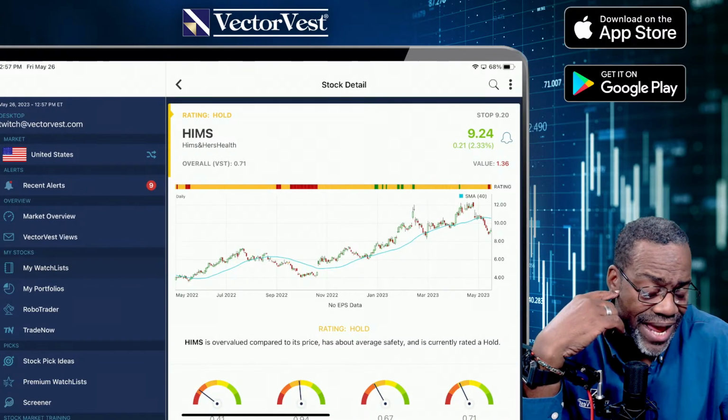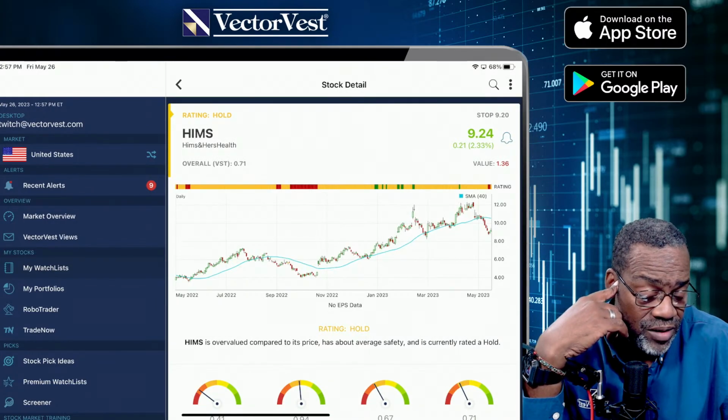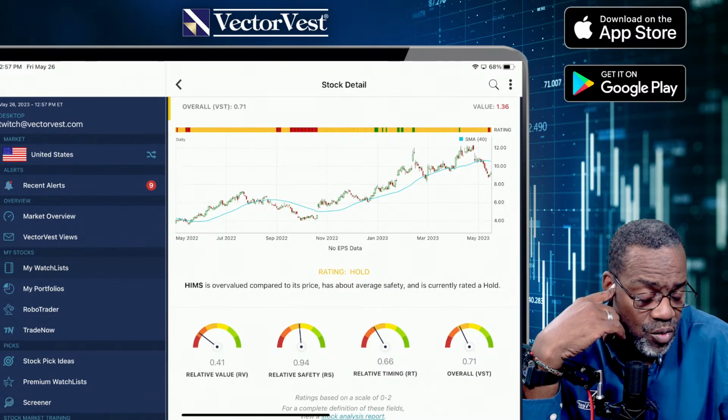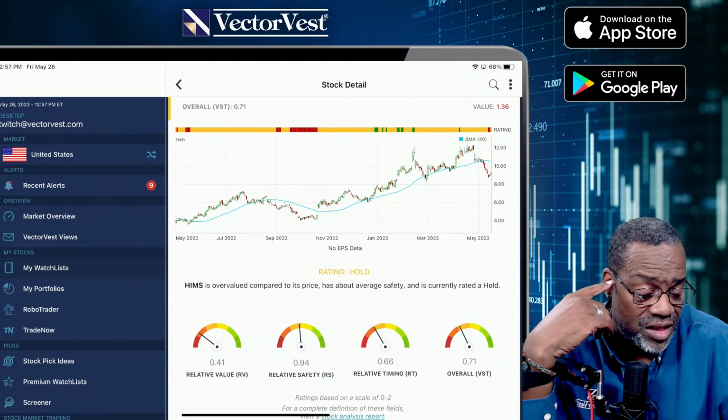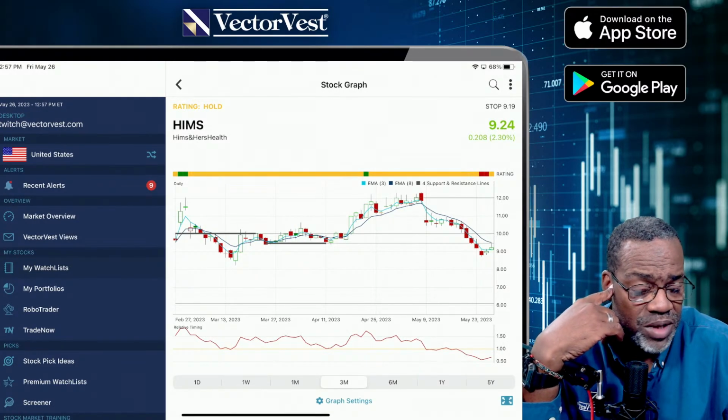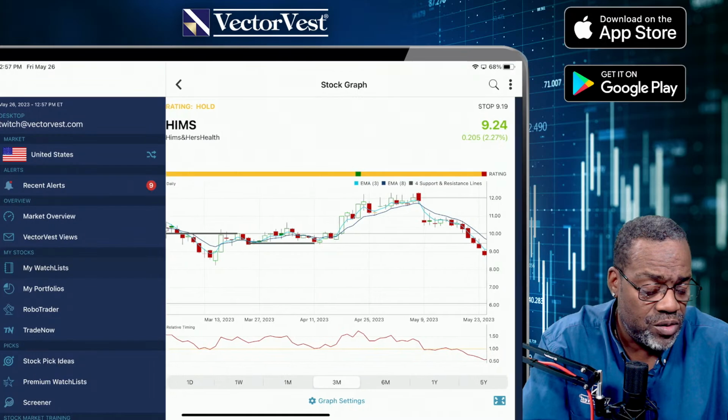HIMS, wow, that's just not good. It was doing good, and then it does no good. RV and RS both below 1. VST, nothing is good about it right now. Now, if I click on it, I do see a little rebound, but see the wick at the top of today's candle? That shows me a lot of selling pressure. I know it's up today, but look at the big wick at the top of today's candle. Let me zoom in a little bit more.